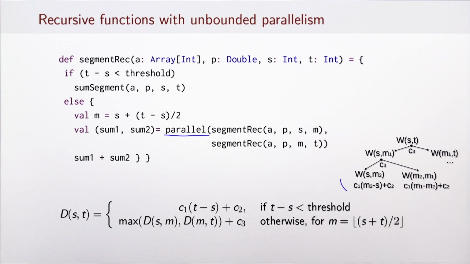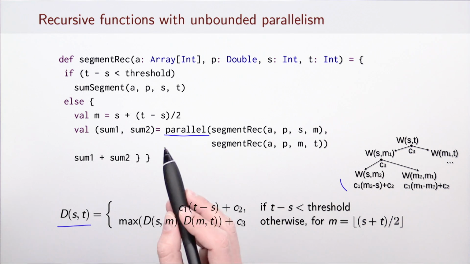So what is then the recursive equation for the time taken in the case of such unbounded parallelism? We will denote this value by D(s,t). D stands for depth, as you will see. Now, in the base case, nothing has changed. We just have the linear function of t minus s. That happens when t minus s is again below the threshold.